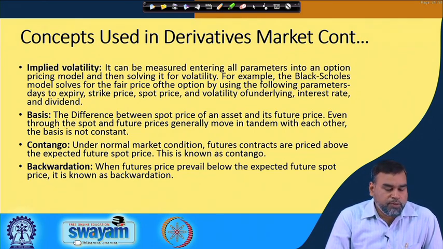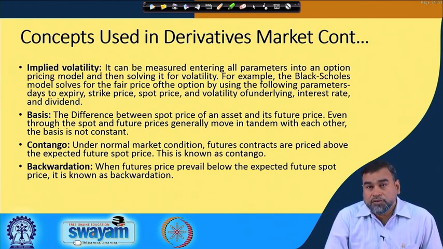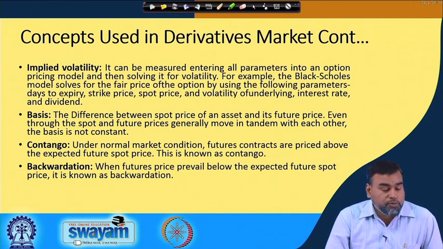Another concept we use in the market is the basis. The basis is nothing but the difference between the spot price and the future price. Even though the spot and future prices generally move together, the basis is not constant, but in the end it basically converges. That we will see whenever we discuss the pricing of derivatives.